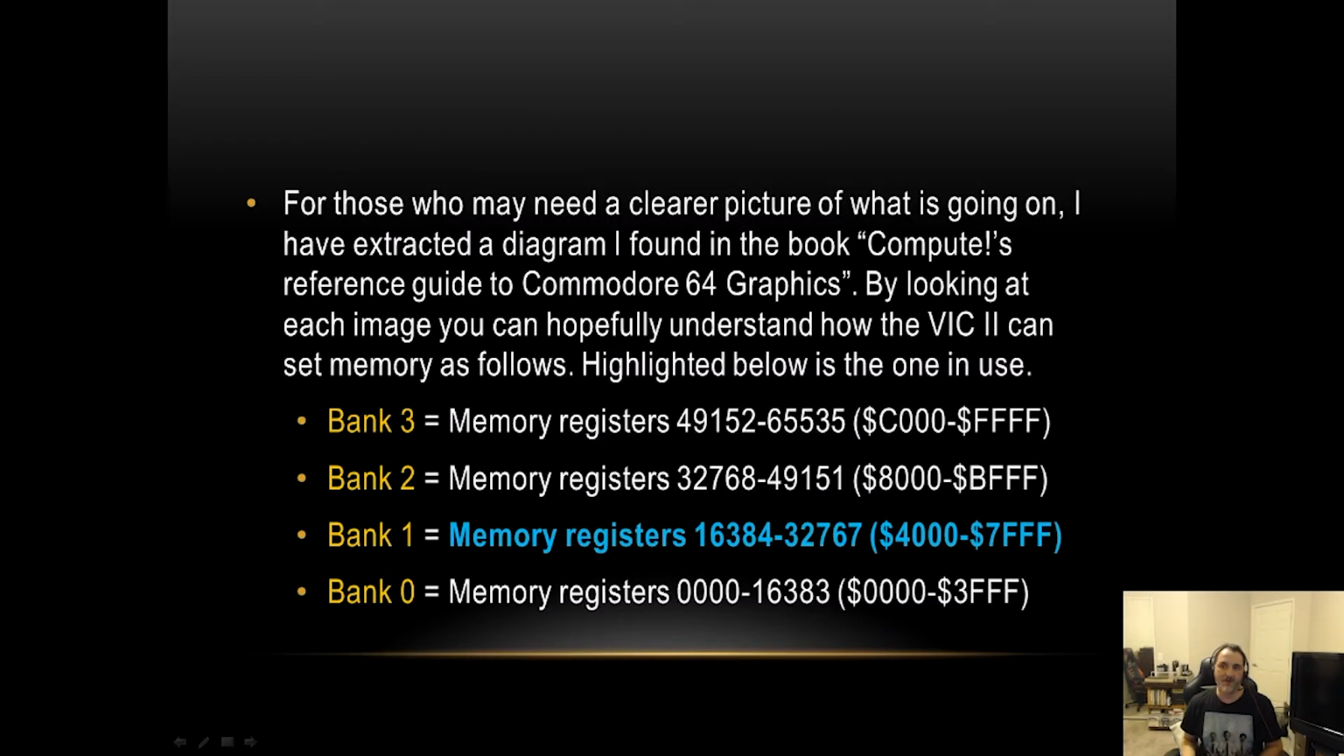For those who may need a clearer picture of what is going on, I have extracted a diagram I found in the book Compute's Reference Guide to Commodore 64 Graphics. By looking at each image, you can hopefully understand how the VIC-II can set memory as follows. Highlighted below is the one in use. And you can see the one we're using is bank 1, which is memory registers $4000 hex to $7FFF.